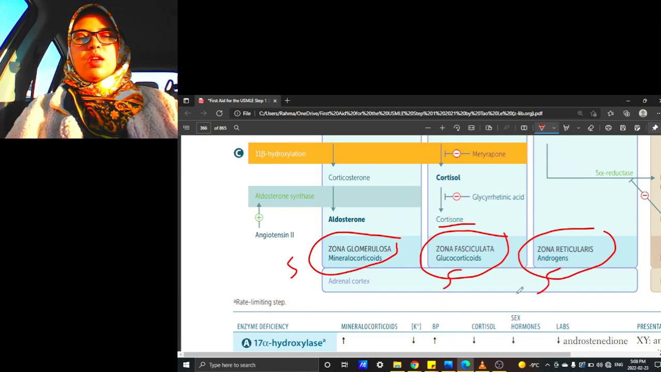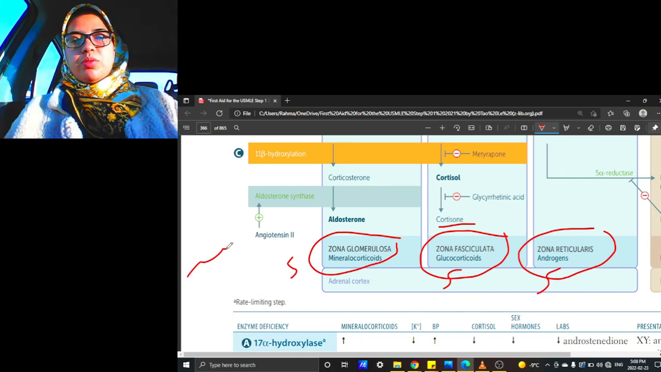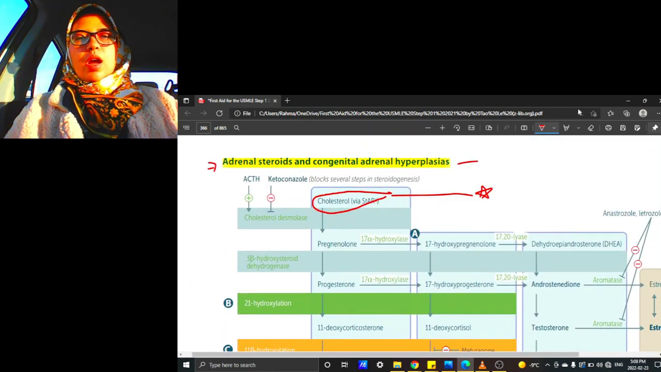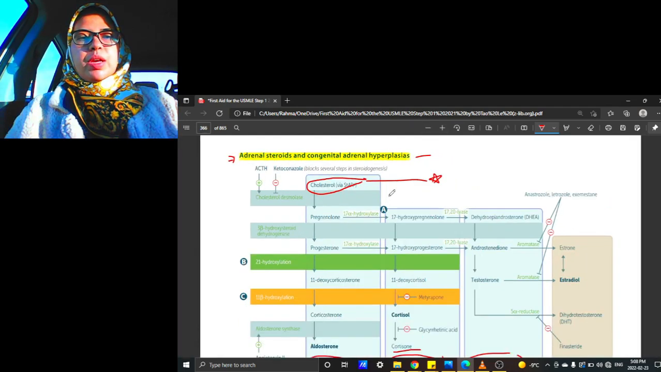And there's a way to memorize it: the deeper you go, the sweeter it gets. So salt, sugar, and sex, and here would be your adrenal androgens. How do we want to look at this chart to make it as simple as possible?